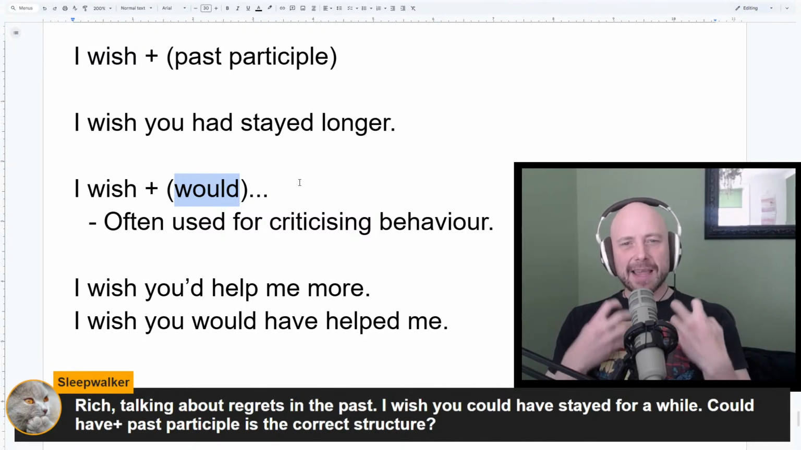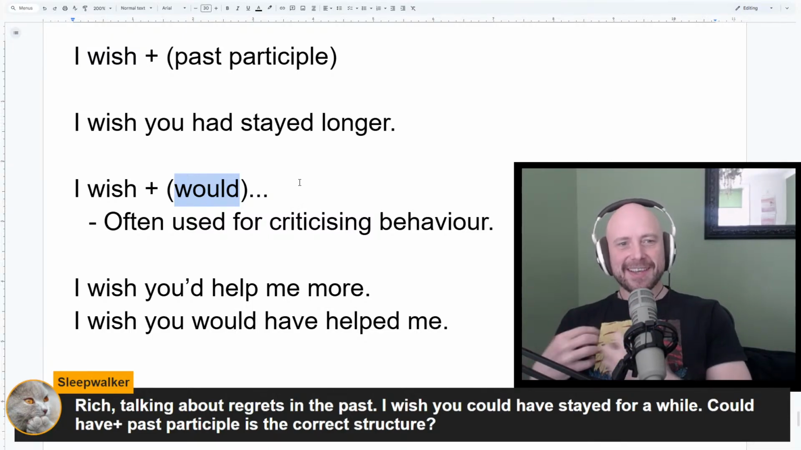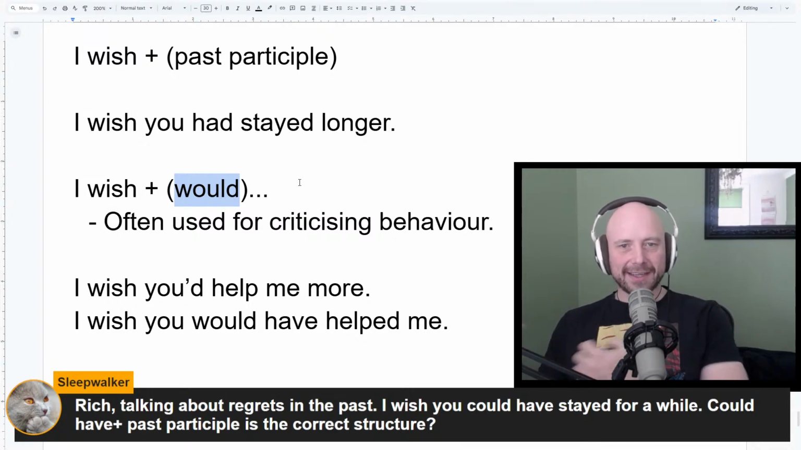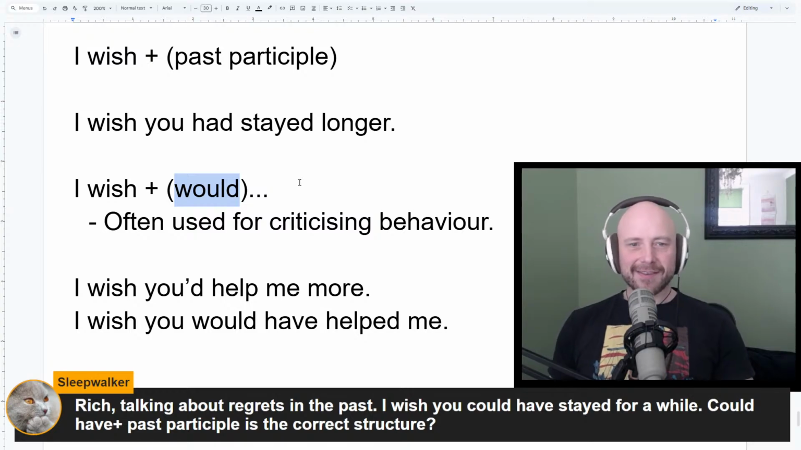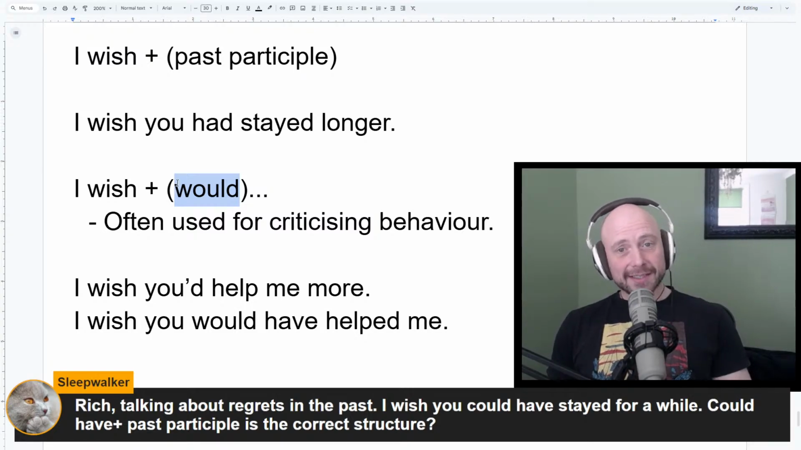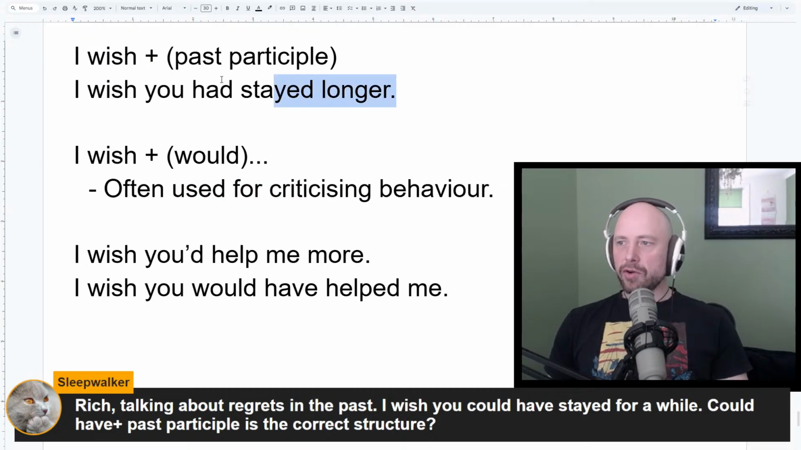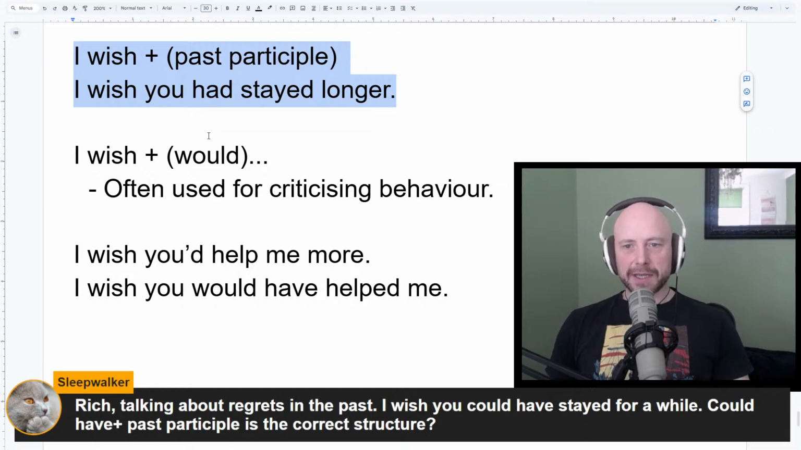It's like saying, I'm irritated that this didn't happen. I'm irritated that you didn't help me. I'm irritated that it didn't stop raining. I wish it would have stopped raining. Right? And when you say could, that's like would be able to. So it's like you're irritated that it wasn't possible. Oh, I wish you could have stayed longer, right? I'm irritated that it wasn't possible for you to stay longer. Whereas the more neutral form is I wish plus past participle for talking about the past. Okay.